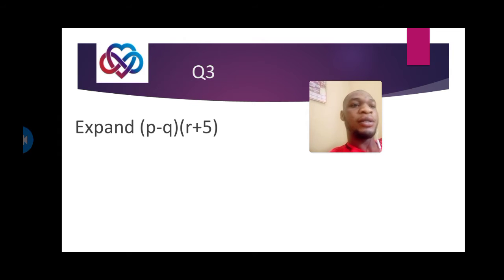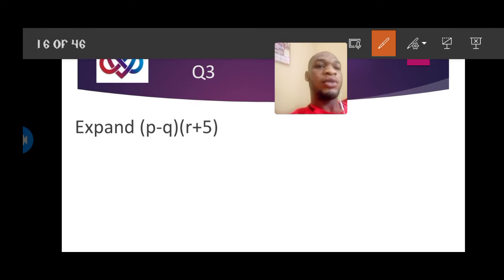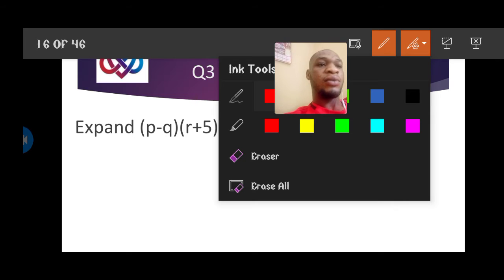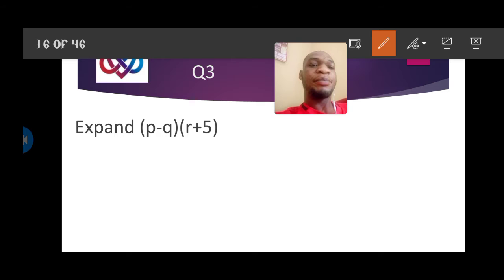We have to expand. In the course of expansion, it is not too difficult, but we're going to take it one after the other. Now expand (p minus q)(r plus 5). Very simple. You could decide to use the first bracket to open the second bracket, by taking each of the elements in the first bracket to multiply all the elements in the second bracket.